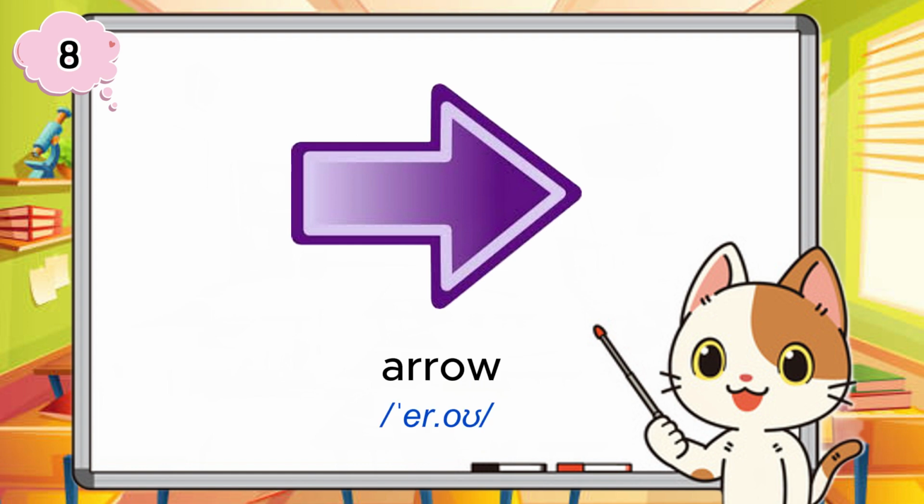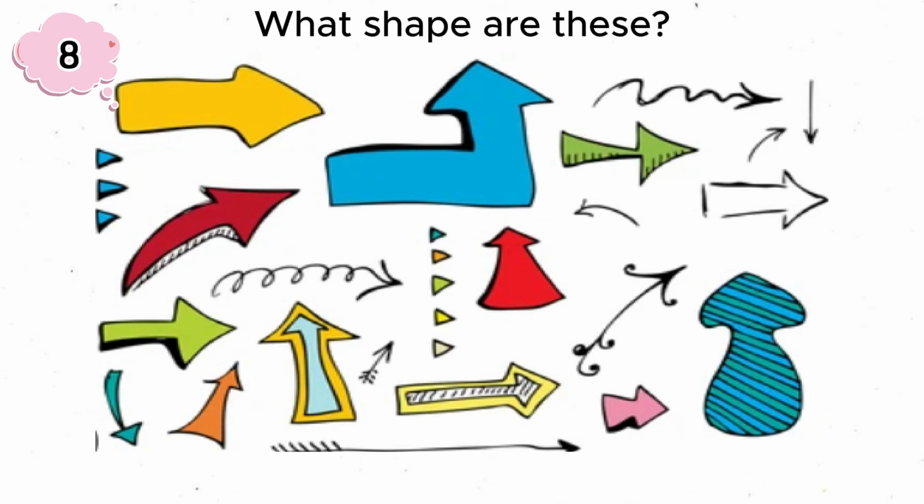Arrow. Arrow. What shape are these? These are arrows.